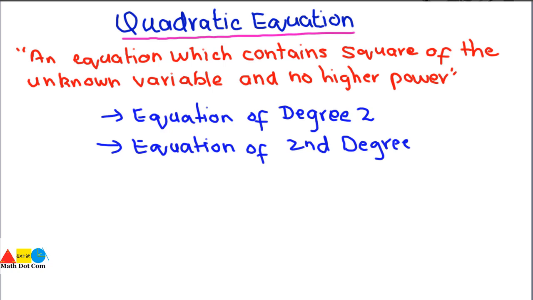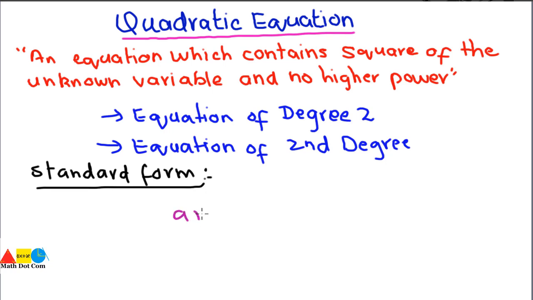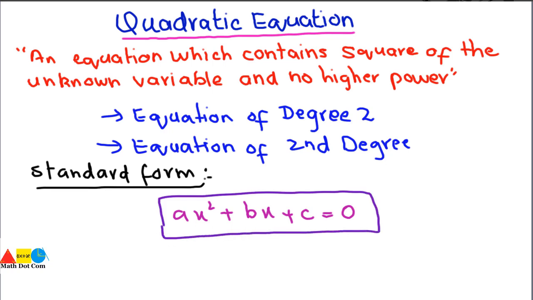Let's find it in the standard form of the quadratic equation, where you will be able to understand why we are calling it degree 2, or why we are saying in the definition the square of the unknown variable. So the standard form of the quadratic equation is ax square plus bx plus c equals to 0. This is the standard form of the quadratic equation. By looking at this equation, you can easily say that this is an equation of degree 2. Why? Because the highest power here is 2.